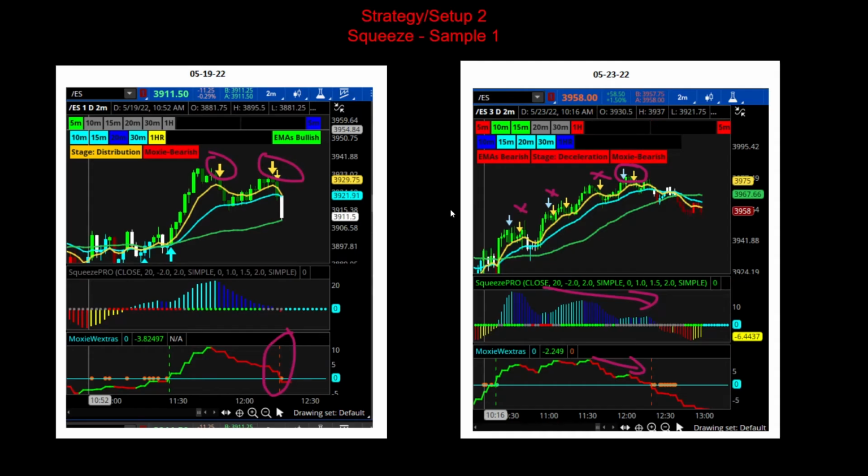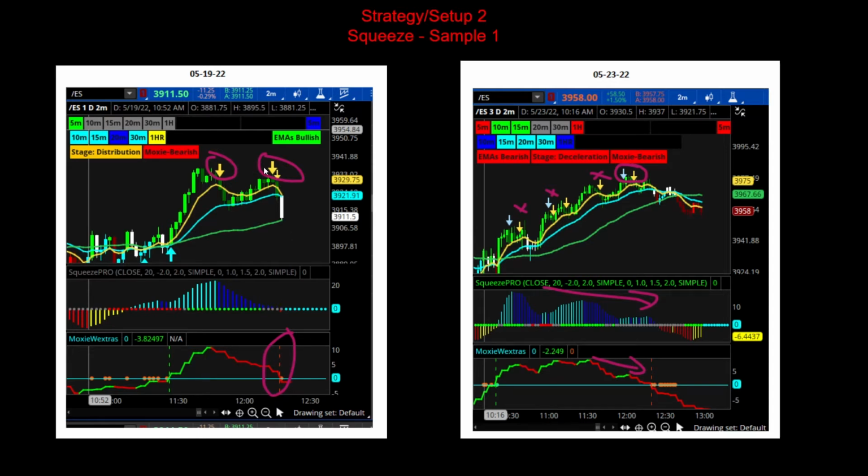For another example, this happened on 519. If you look, we had this move up. We got a big candle, and then we got a consecutive big candle and a lower candle. So that's telling me something's happening. It's going to be moving in the opposite direction. And we have the Moxie indicator coming down, and we have the squeeze coming down as well.